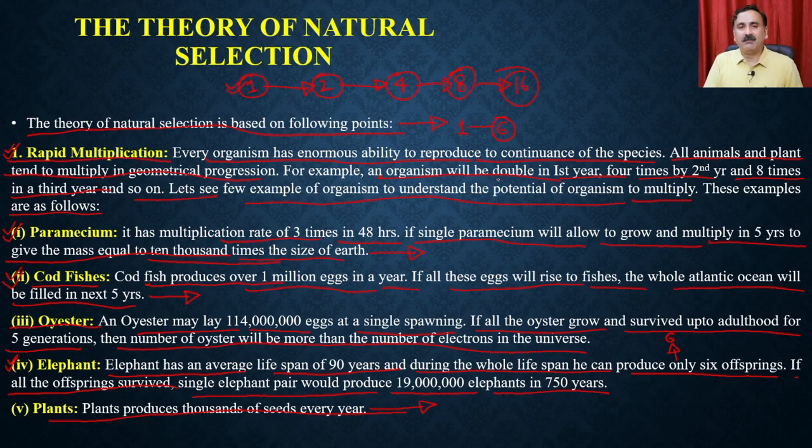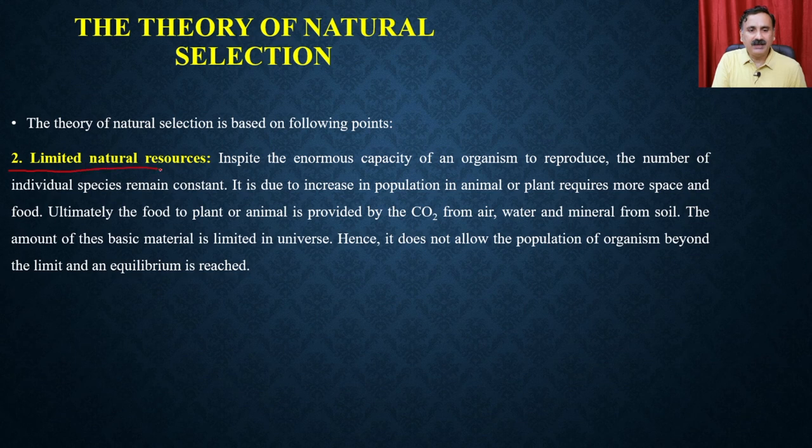But you know that the number of these species is not very high, right? They remain constant. So how is it so? It is because you have limited natural resources. In spite of the enormous capacity of an organism to reproduce, the number of individuals of a species remains constant. You don't see elephants everywhere, right? You see a few elephants, but not the number we have just discussed. It is because there are limited natural resources. All the elephants require food, water, oxygen, and so on. And due to the increase in population, animals or plants require more space and food.